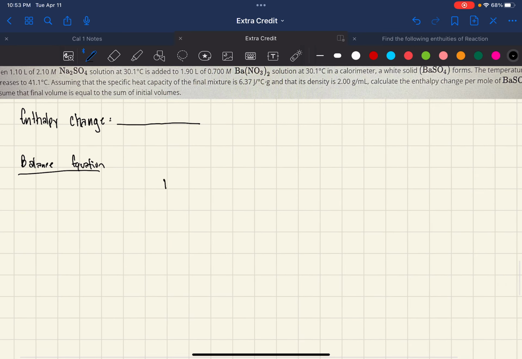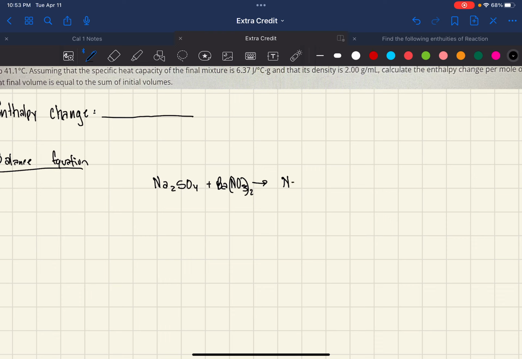All right, we have Na2SO4 plus Ba(NO3)2 yields NaNO3 and barium sulfate. So we're going to balance this. It's 1, 1, 1. All right, next we're going to find the limiting reactant.